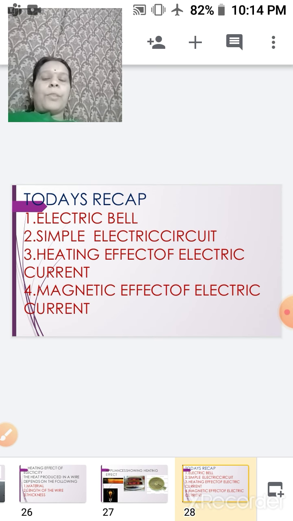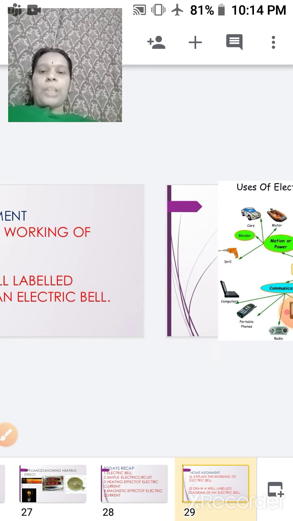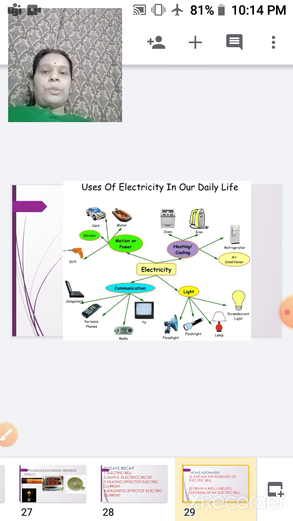So today we studied the electric bell. We talked about the simple electric circuit, the heating effect of the electric current, as well as the magnetic effect of the electric current. Children, your home assignment: you will be writing the working of the electric bell. You will be drawing a well-labeled diagram of an electric bell. So this is the homework, and in this way we are able to finish the chapter. Hope that you have understood the chapter.